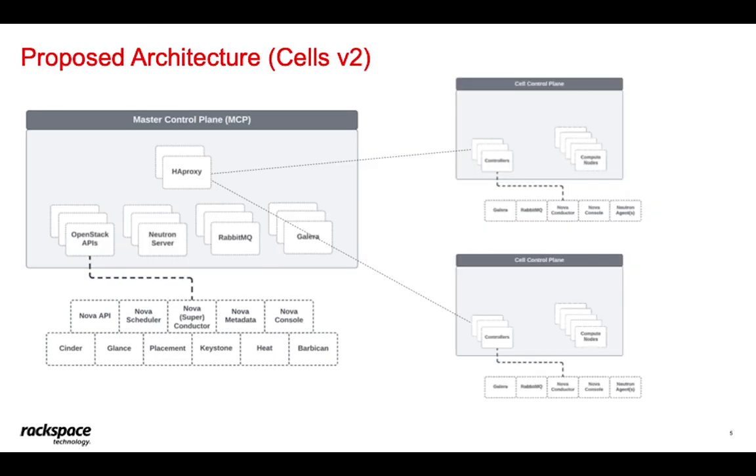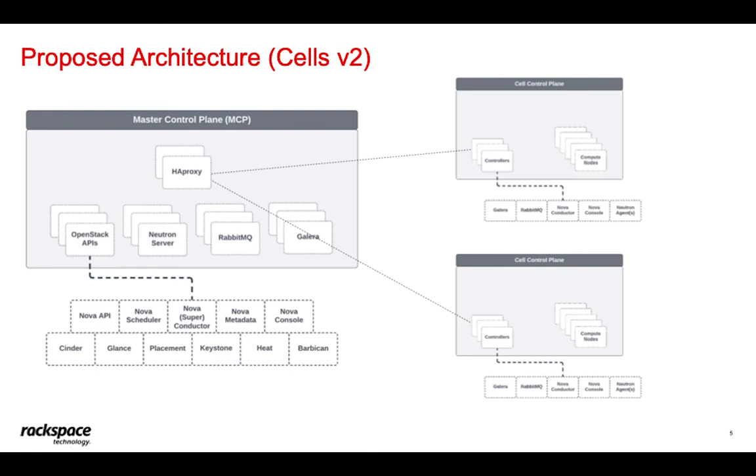If we look at the proposed architecture, this is cells v2. This is broken up into a couple different pieces. We've got what we call the master control plane, and then we have cell control planes. The master control plane hosts the front end OpenStack APIs that the user is going to interface with. So still Keystone, still Neutron server, Heat, Barbican, all those services. All of that funnels through the MCP. All of the compute resources and dedicated Galera and RabbitMQ clusters are at the cell level.